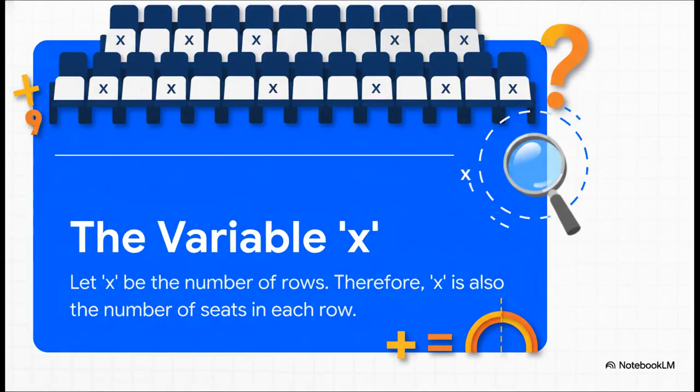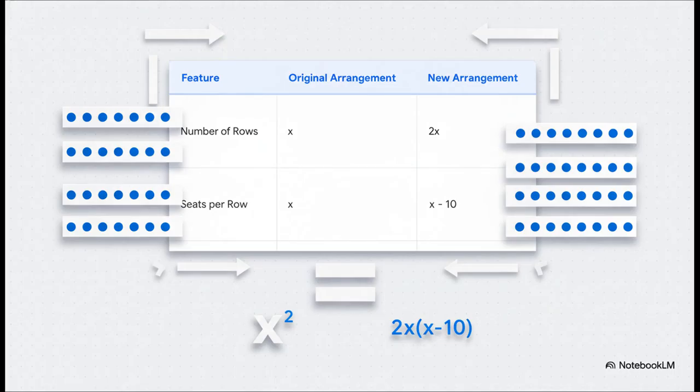So, let's give our unknown a name. We'll call it x. We'll just decide that x stands for the original number of rows. But because of that key sentence we just read, x is also the number of seats in each row. See how that works? One variable, two meanings, super efficient. This table just puts it all together nice and neat. Originally, you have x rows and x seats per row, so the total number of seats is just x times x, or x squared. Simple enough.